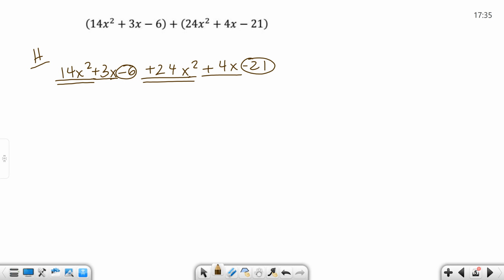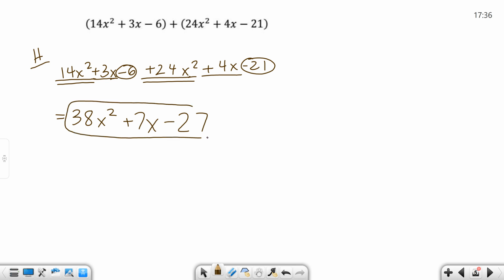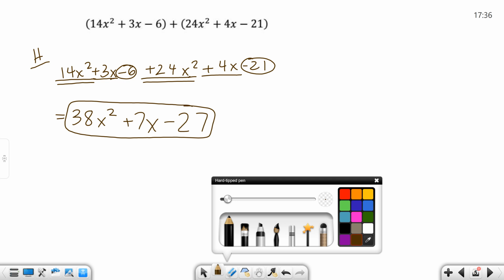like terms. So 14x squared and 24x squared give me 38x squared. They're both positive, so you add them and keep it positive. Then a plus 3x and a plus 4x. Again, they're both positive, so plus 7x. And then minus 6 and minus 21. They're both negative. So you still add them. 6 plus 21 is 27. And since they're both negative and you're combining like terms, you keep it negative. So 38x squared plus 7x minus 27. And that is the horizontal method.